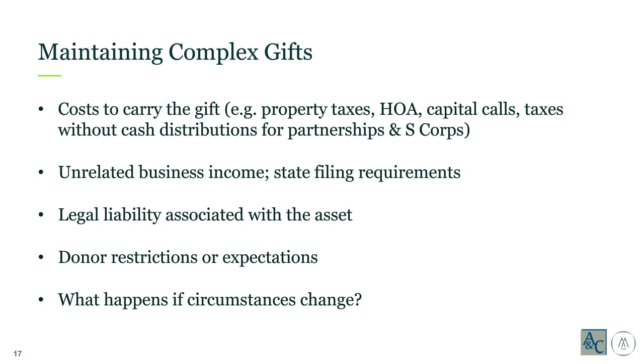So when we have assets that we know are going to generate unrelated business income before we receive them, then we have obligations to file 990Ts. Sometimes we have state filing requirements, and we've got to prepare for those estimated tax payments and tax return payments that need to be made.